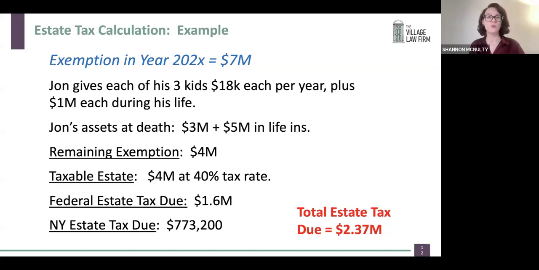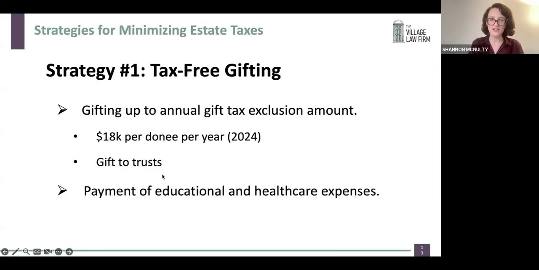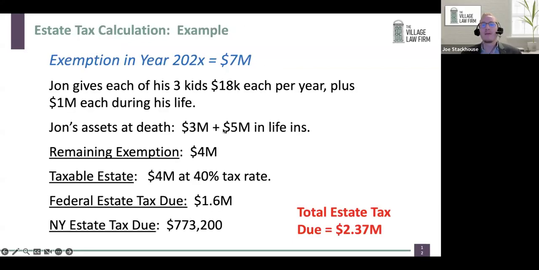His remaining exemption, because he gave away $1 million to each of his 3 kids during his life, is now $4 million remaining of exemption. So basically we take the $8 million value of his estate, minus the exemption he has left, and we get a taxable estate. Actually, I think this is going to be, correct me if I'm wrong, Joe, this should be $5 million here. If we're assuming a $7 million exemption, he gives away 1 million to 3 kids, that would be 4 million left over. 8 million in estate minus the $4 million exemption is the $4 million taxable estate. Okay, great. Yep, you're good.